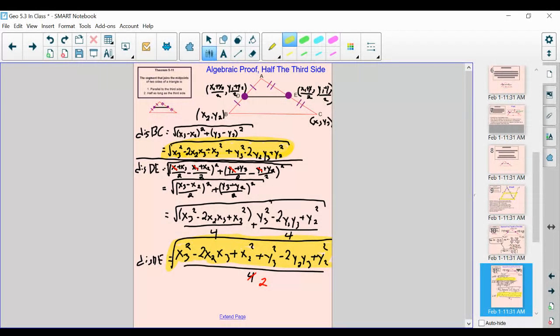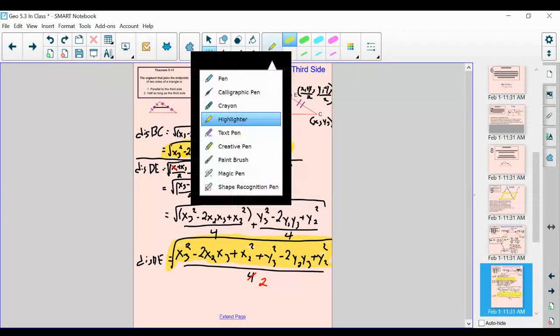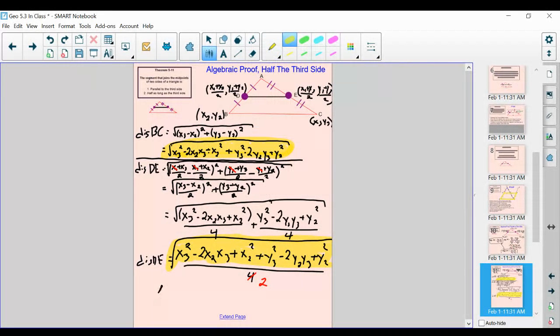Therefore, the distance of DE has to be equal now to the distance of BC over 2, meaning that it's half the distance of BC.